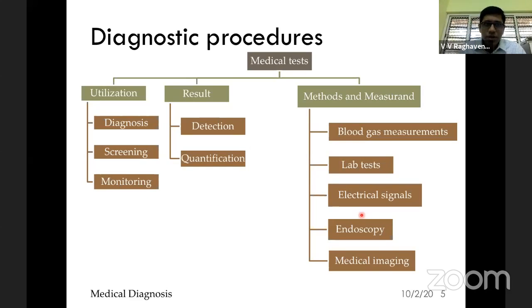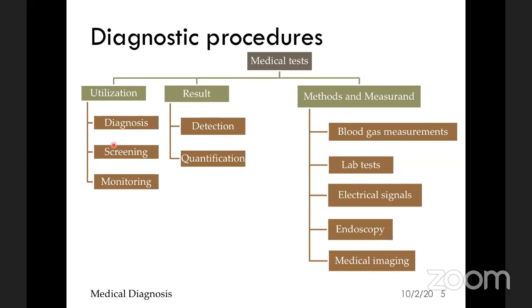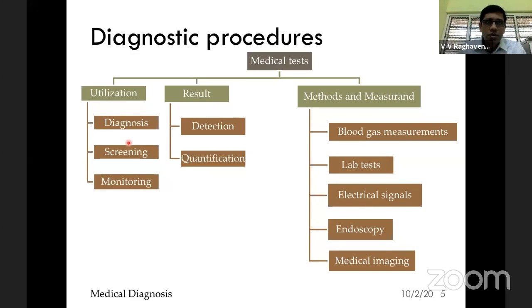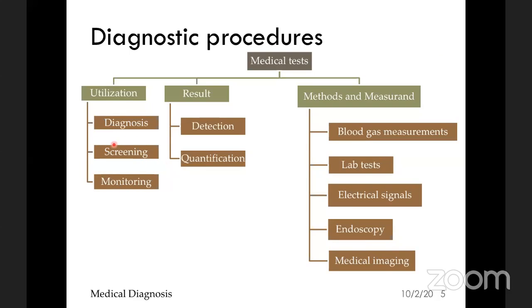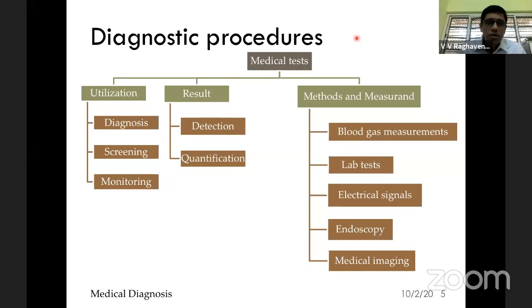Well, as far as diagnosis is concerned, as far as utilization is concerned, you will do it for disease diagnosis, or you may actually want to screen the population. For example, nowadays, COVID screening, serological survey, ICMR is conducting a serological survey. So that is actually for screening the population. How much of the population really is getting affected by this COVID, and then monitoring.